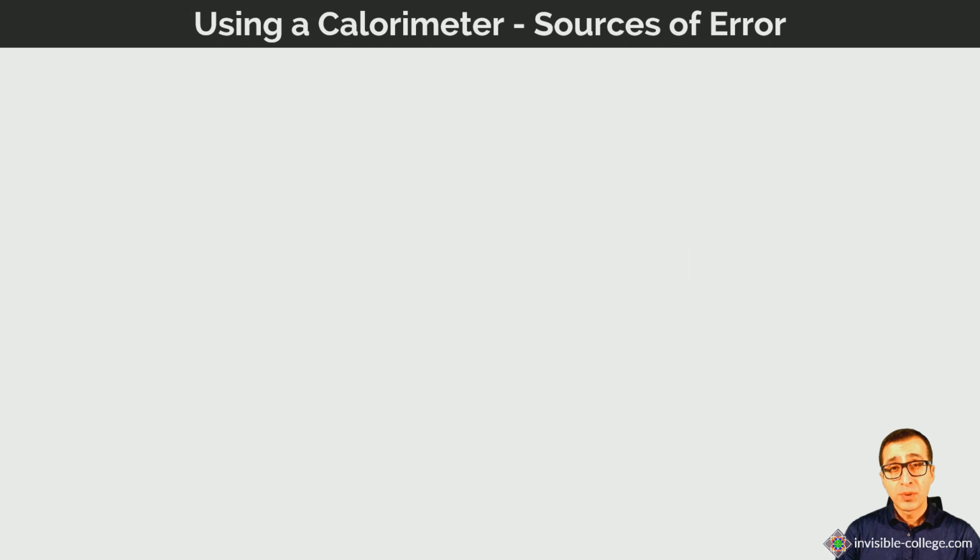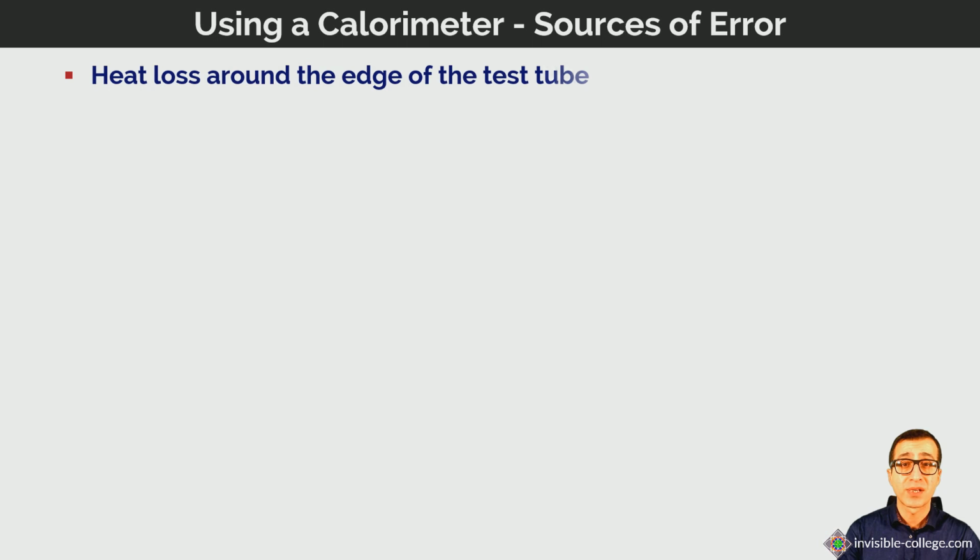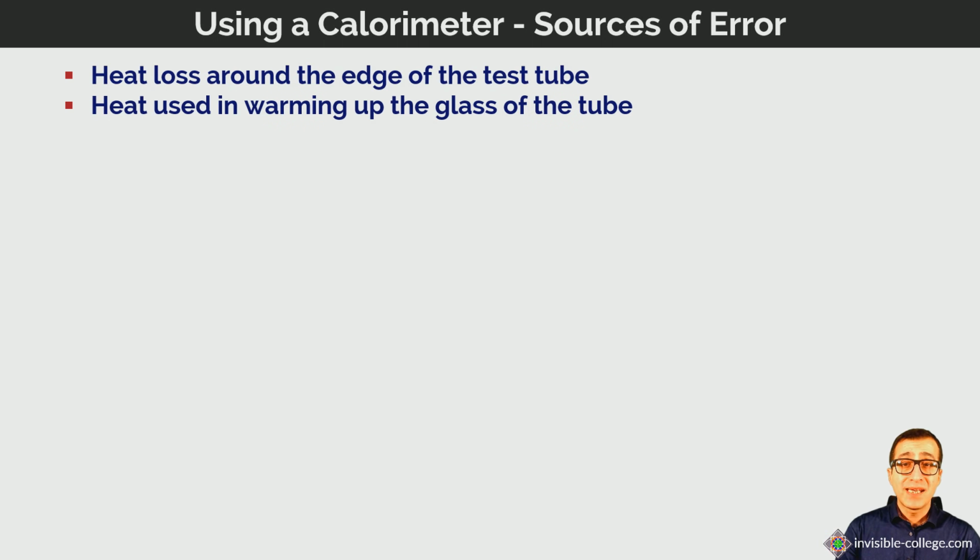Now, in the example of the experimental setup that we've just seen, again, I stress that that's a very simplified example. Obviously, we have a source of error in that not all the heat energy given off by the burning of the pasta goes into the water itself. Obviously, some of it is going to be lost into the surroundings. And so heat is going to be lost around the edges of the test tube. It's going to be used also in warming up the glass of the test tube and also the other components of the calorimeter itself.